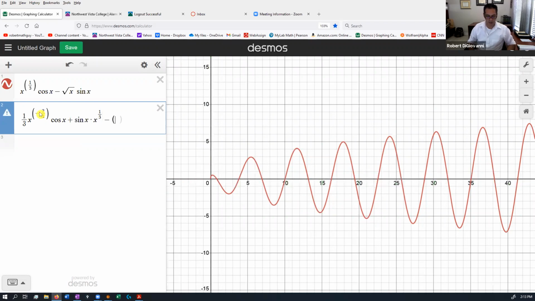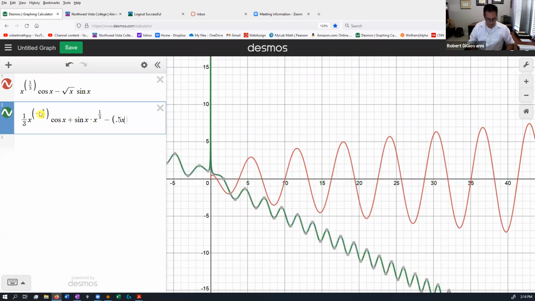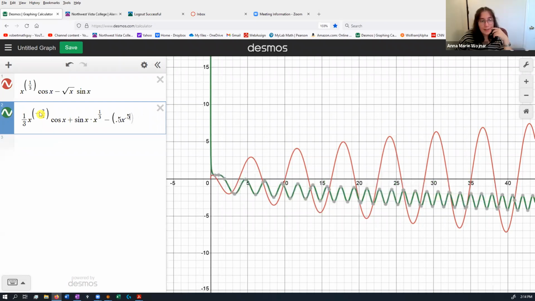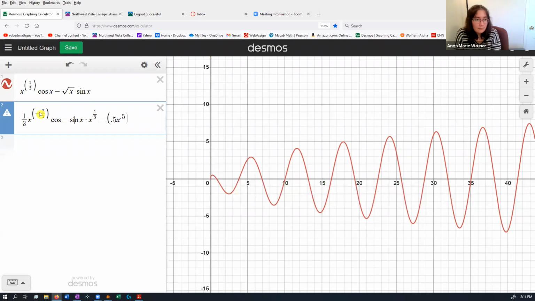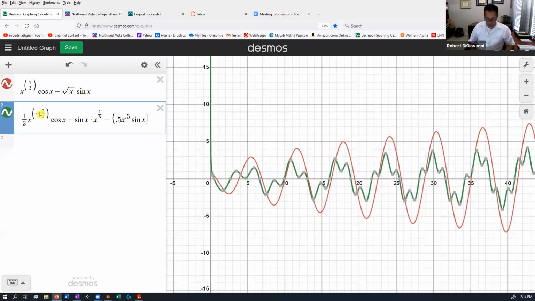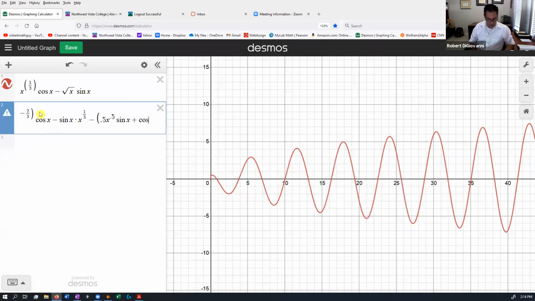Minus parenthesis 1/2. I'll do 0.5 x raised to the 0.5, 1/2 again. And then times sine x. Should it be a minus sine x times x to the 1/3? Oh, I didn't put, I was looking at the other one. Sorry. Yes, thank you. This is minus. Oh, I forgot, I killed the x by accident there. Okay, negative 0.5 x, and then we have sine x. And then we have plus cosine x times the square root of x.